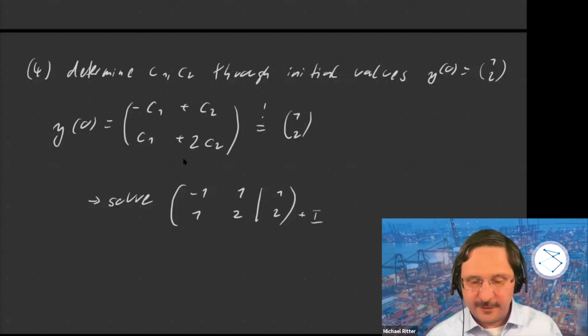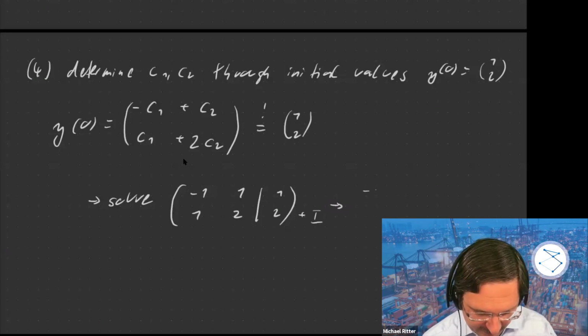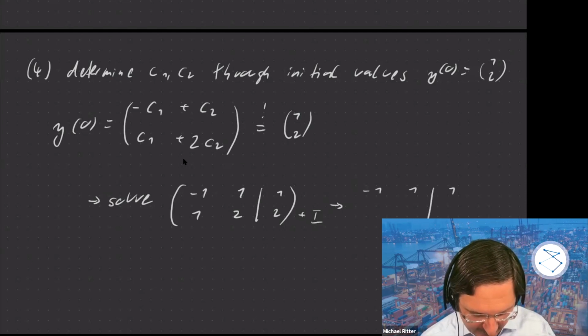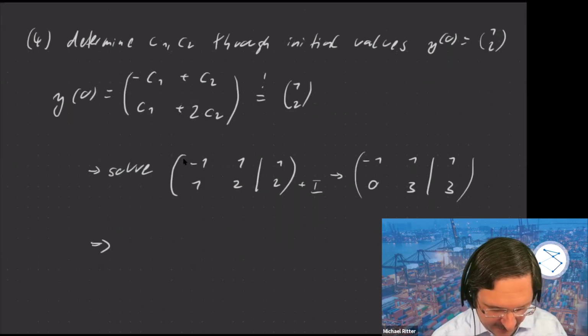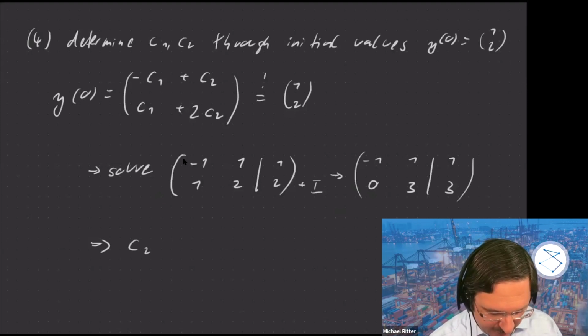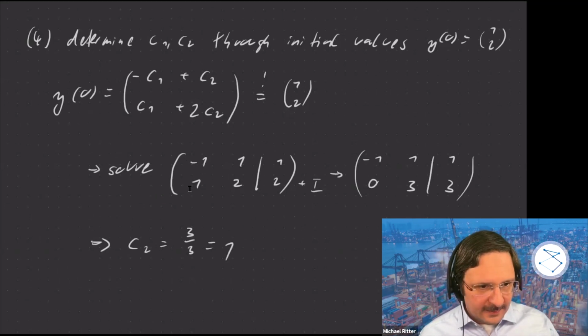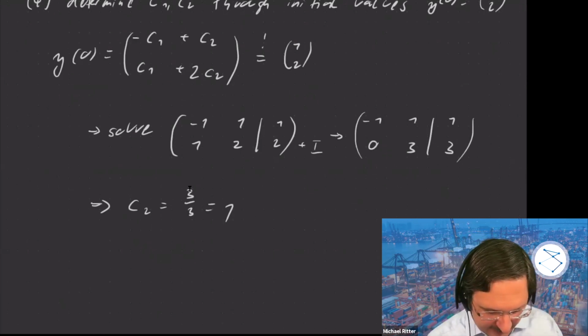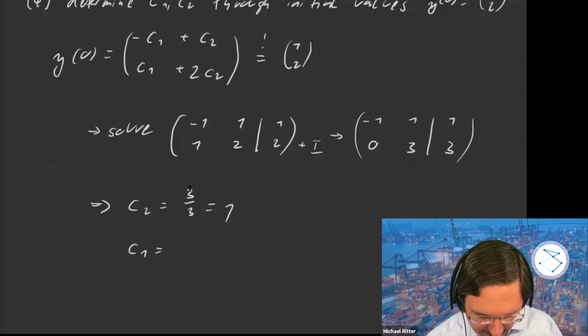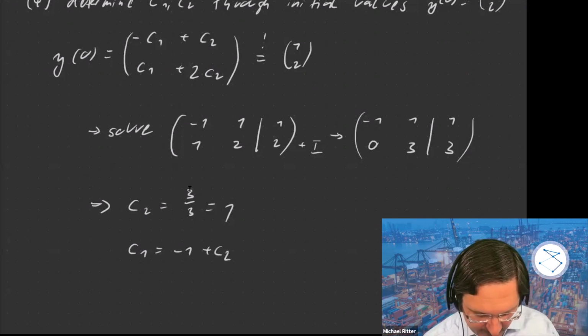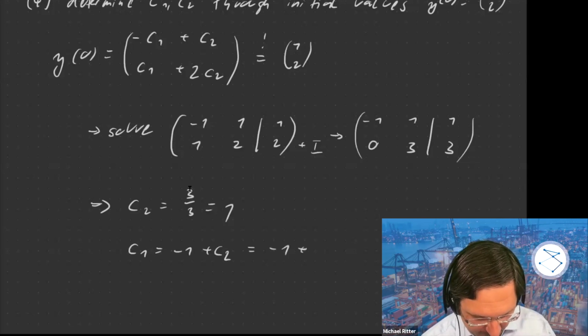So we solve minus c1 plus 1c2, c1 and 2c2, and the right-hand side is 1, 2. So let's add the first row to the second one: minus 1, 1, 1, and here we get 0, 3, and 3. And that means we get a unique solution. So c2 is then 3 divided by 3. That's 1. And c1 is minus 1 plus c2. So that's minus 1 plus 1, that's 0.